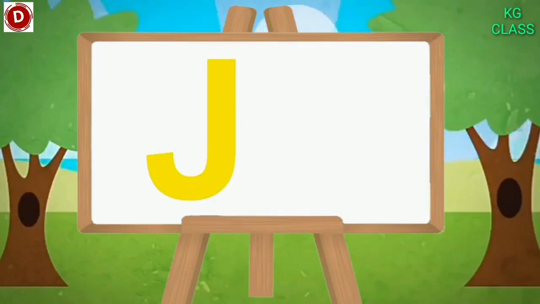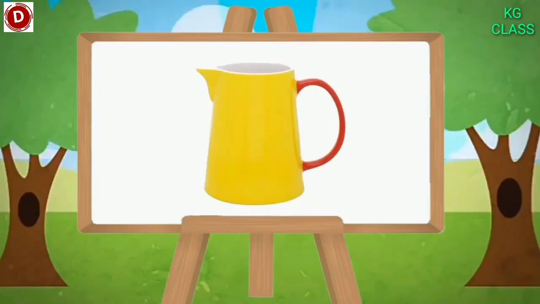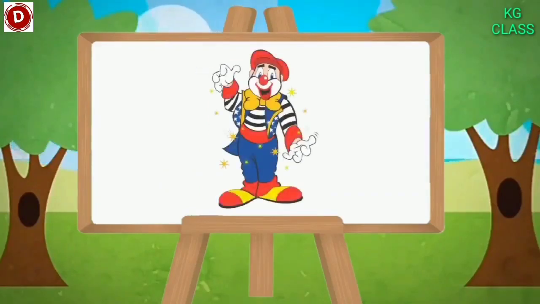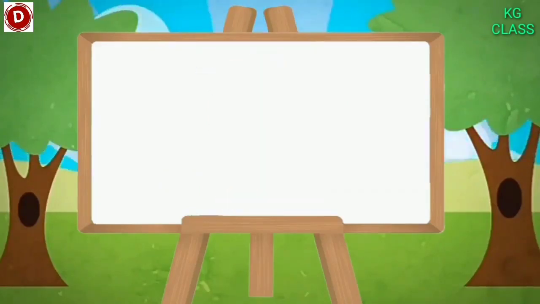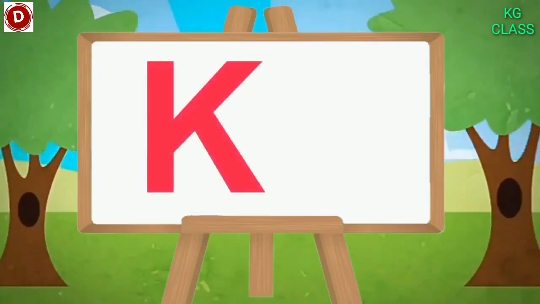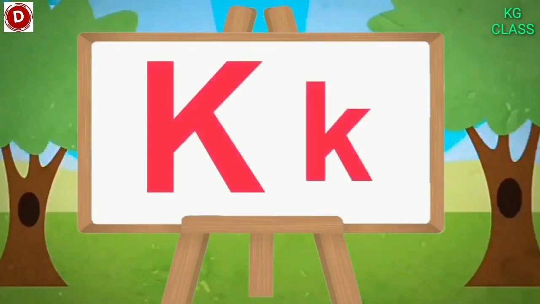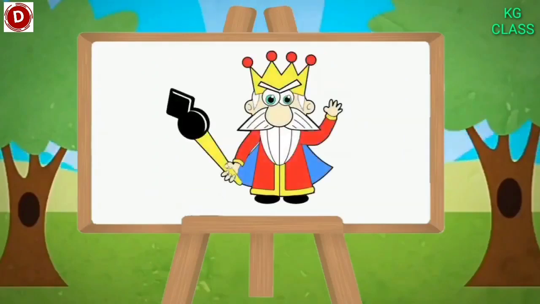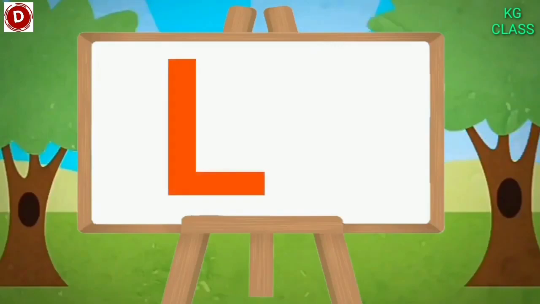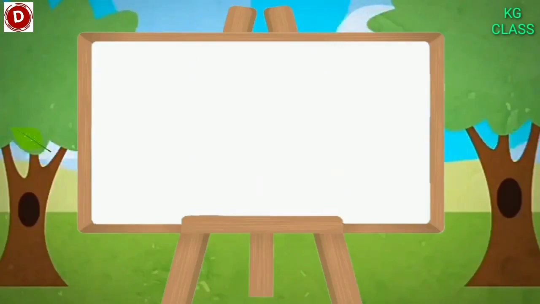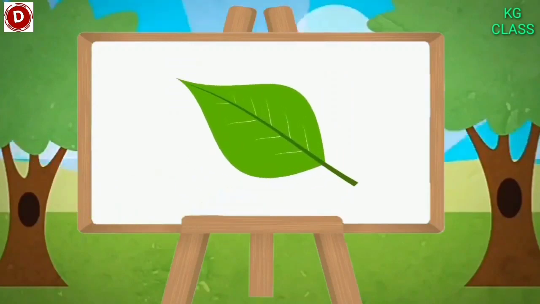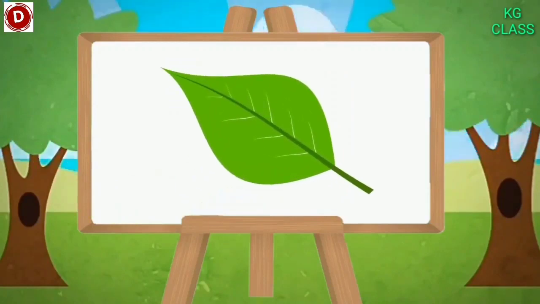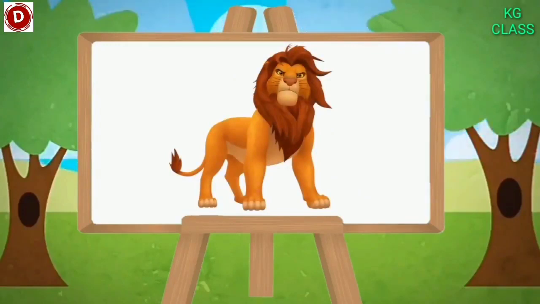J. This is capital J and small j. J for jug and J for joker. Children, this is capital K and this is small k. K for kite and K for king. Capital L and small l. L for leaf. L for lion.